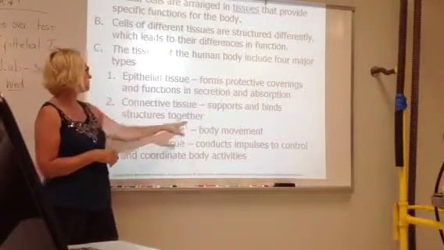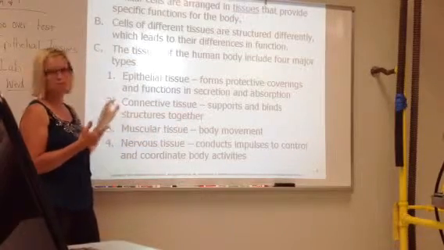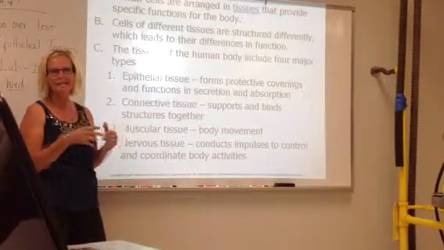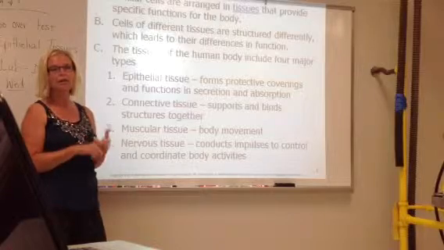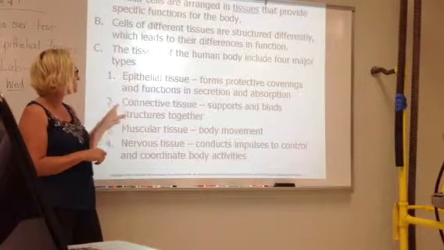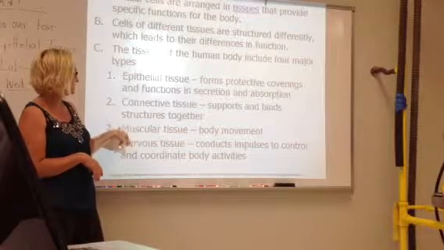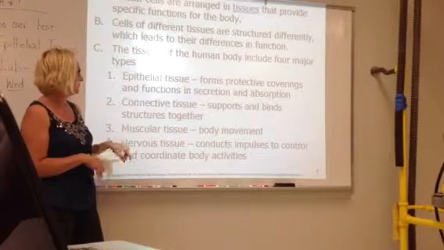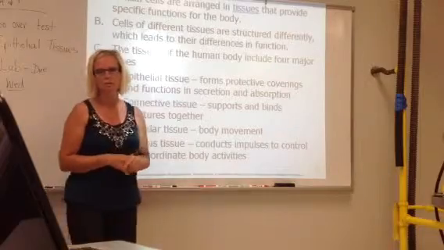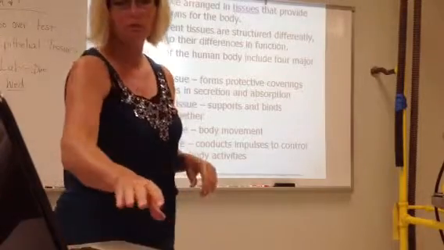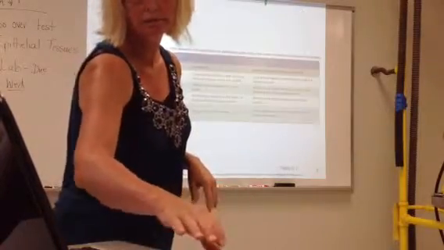Connective tissues bind structures, that's where they get connect from. They're going to connect things together. Cartilage is a huge example of connective tissue. And then we'll specifically look at muscular tissue and nervous tissue because they each have their own specific job.